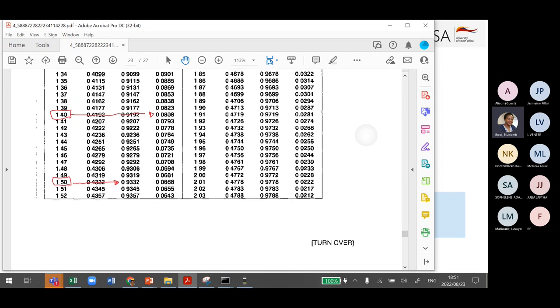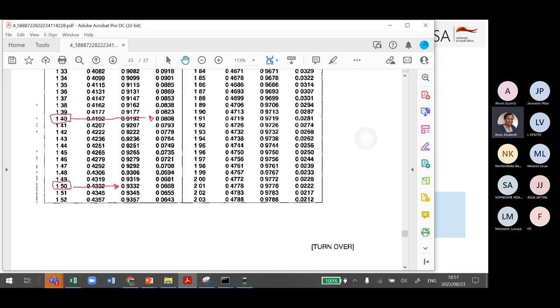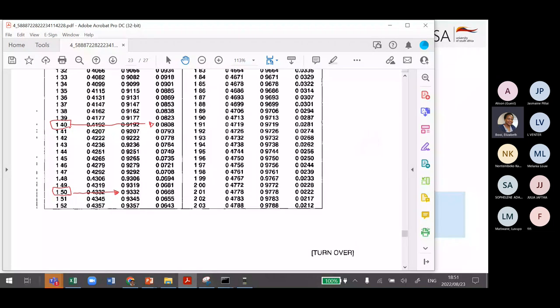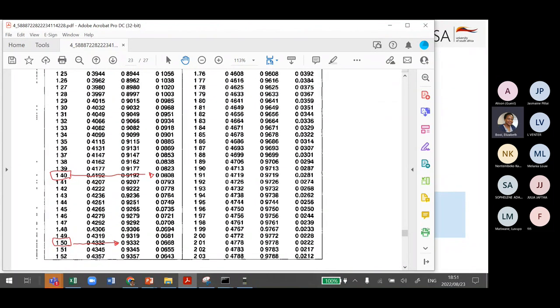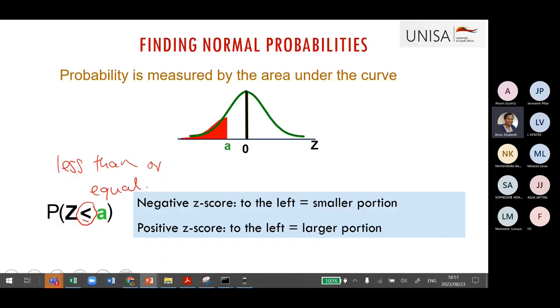Therefore, it says they would have scored better than 93% of the other classmates. So that's how you read the table.